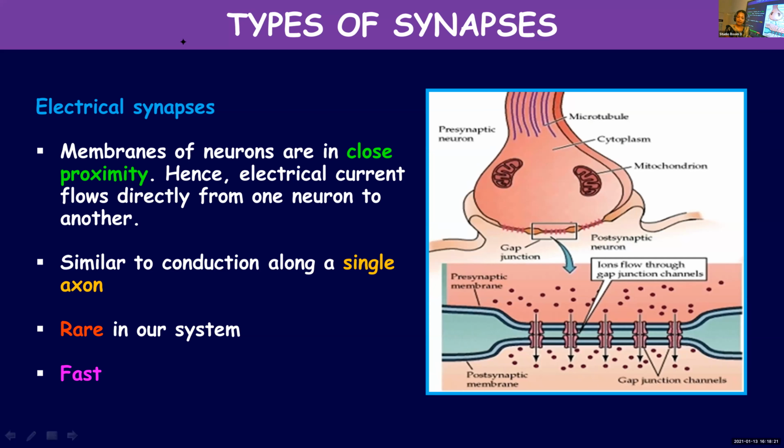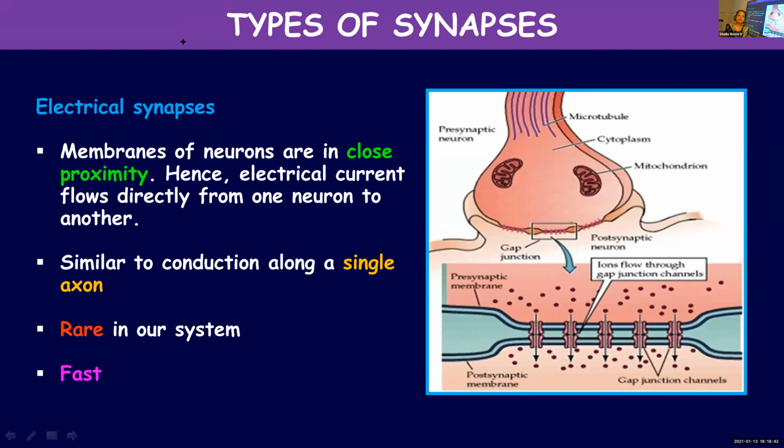And it is rare in our system. In human bodies, it's not completely absent. We too have electrical synapses, but these are more common in invertebrates, and less in vertebrates. When compared to invertebrates, we have fewer electrical synapses, and it's very fast.